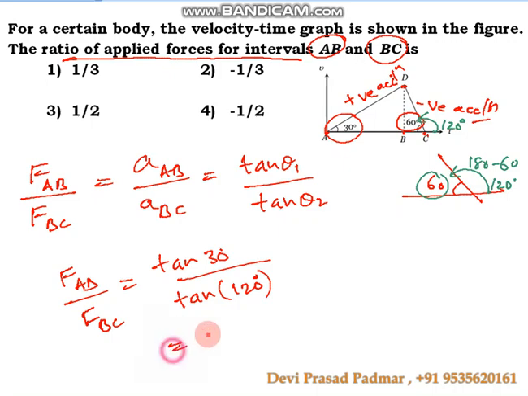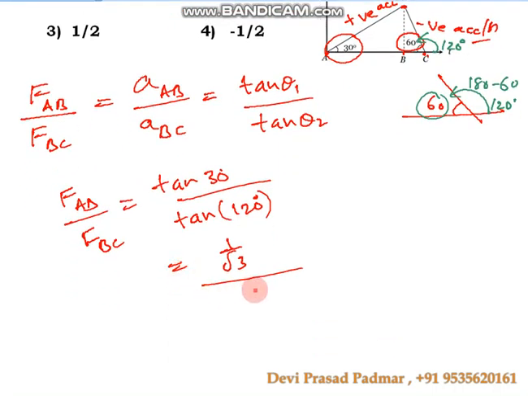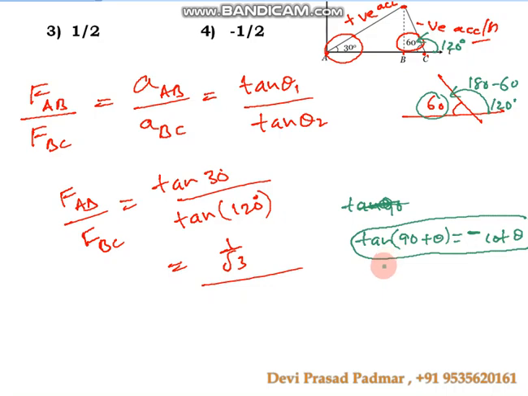So what about tan 30? The value of tan 30 is 1 by root 3. Then tan 120 degree. So how to write tan 120? You must know that tan of 90 plus theta is equal to minus cot theta. Please remember this. Now this 120 can be written as tan of 90 plus 30. That means that is equal to minus cot 30 degree.